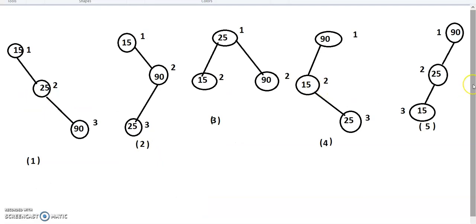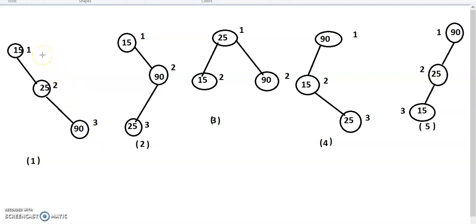These are all the 5 binary search trees. A binary search tree has one constraint, not only that each node has at most 2 children. It contains a root. For that root, the left value should be a lesser value, and the right value should be greater than the root node. Let's see here 25, 90. First 15, then 25, 90 should all be on the right side. This is the binary search tree.